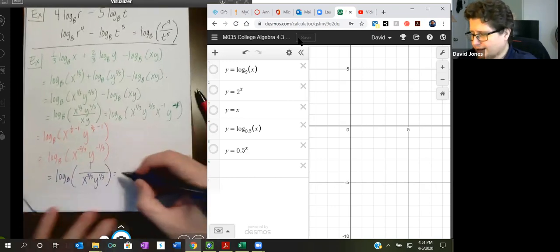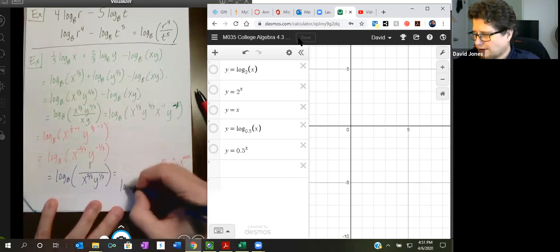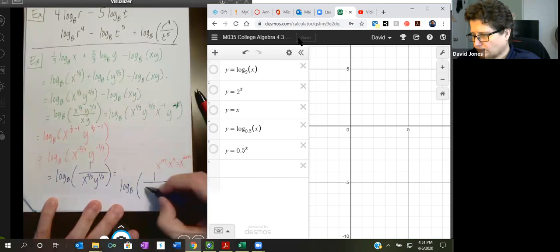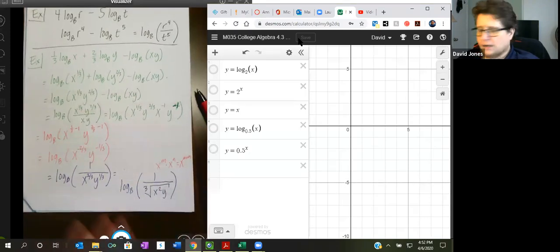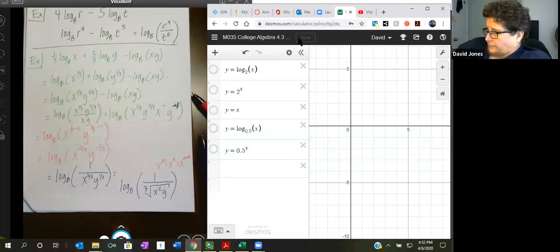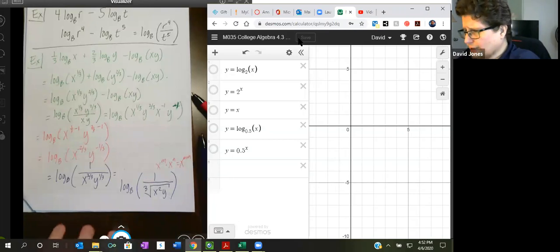And if you wanted to, you can write that in radical form. So there are several ways of writing things. That's the ideas behind 4.3. We're going to do 4.4 now as well.